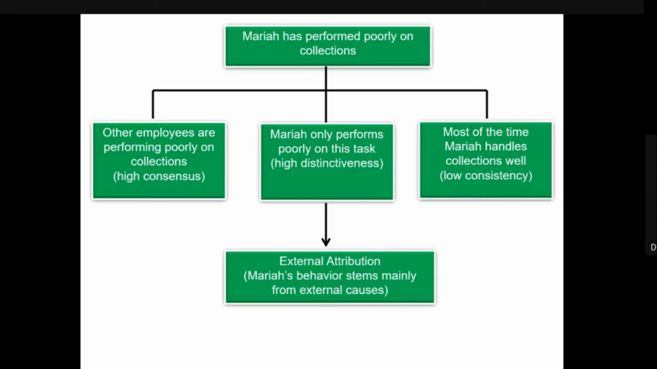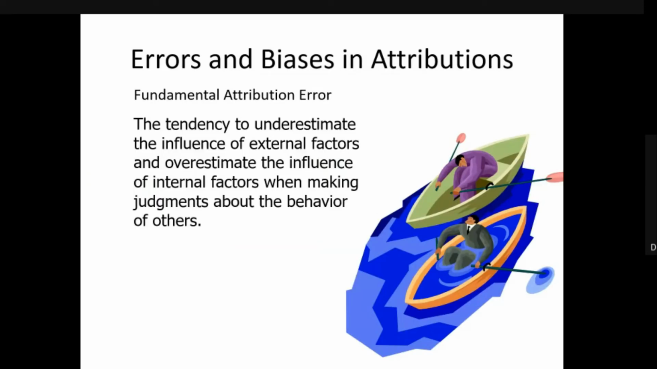So under the attribution, there are some errors and biases na ginagamit minsan or that has been involved when we are attributing whether it is internal or external attribution. Number one is yung fundamental attribution error. So the tendency to underestimate the influence of external factors and overestimate the influence of internal factors when making judgment about the behavior of others. So this happens when we make judgment about the behavior of other people. We somehow underestimate the influence of external factors. Tapos, ino-overestimate natin ang influence ng internal or personal factors. Okay?